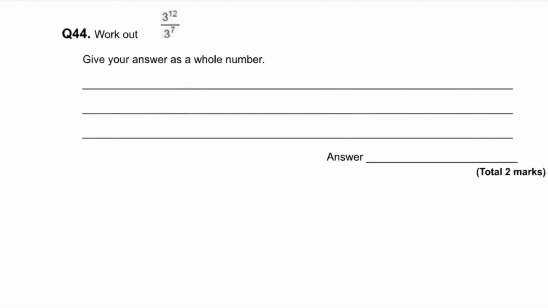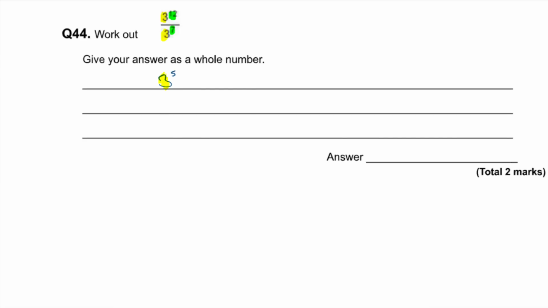Question 44, work out 3 to the 12 divided by 3 to the 7. Give your answer as a whole number. Okay, so two numbers with the same base, 3 and 3. So I'm going to be subtracting these indices from each other when I divide them through. So 3 to the 12 divided by 3 to the 7 is going to be 3 to the power of 12 minus 7. That's 3 to the power of 5.